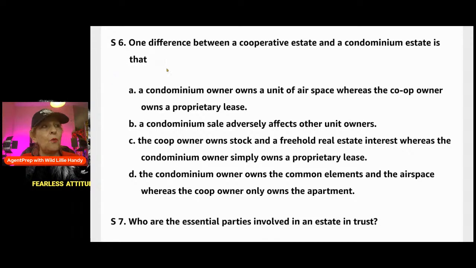Okay, number 6. One difference between cooperative estate and a condominium estate is that A, a condominium owner owns a unit or airspace, whereas the co-op owner owns a proprietary lease. B, a condominium sale adversely affects other unit owners. C, the co-op owner owns stock and a freehold real estate interest, whereas the condominium owner simply owns the proprietary lease. D, the condominium owner owns the common elements in the airspace, whereas the co-op owner only owns the apartment.